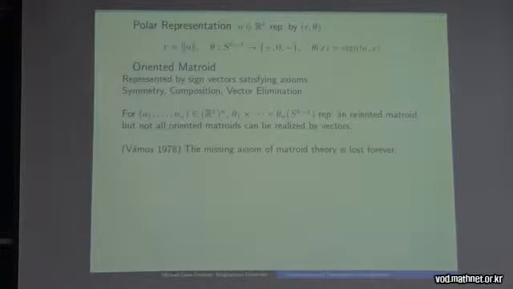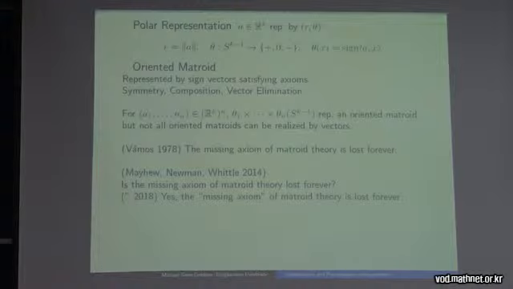So more recently, there was a paper where people asked, is the missing axiom of matroid theory lost forever? And a few years later, they proved more recently, yes, it really is. You can't get a complete axiomatic description that's both necessary and sufficient for a set of sign vectors to come from a vector configuration. That's the actual title of the paper, right? These are the titles of the papers.